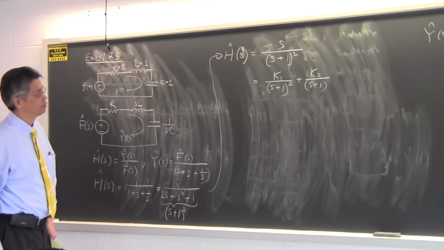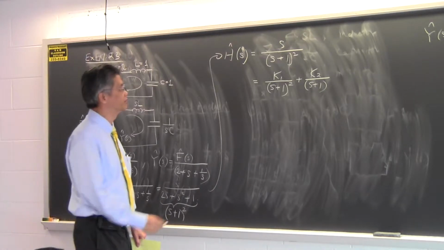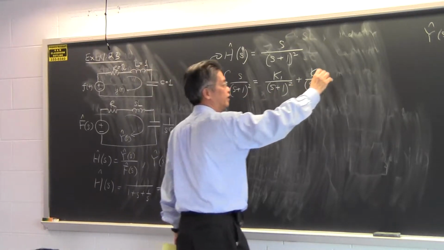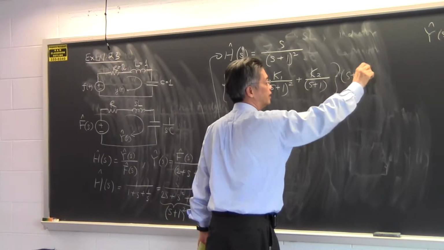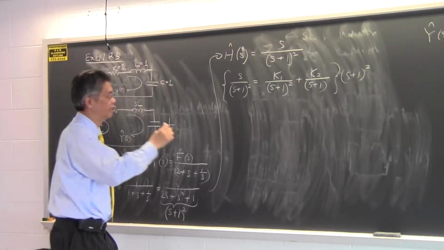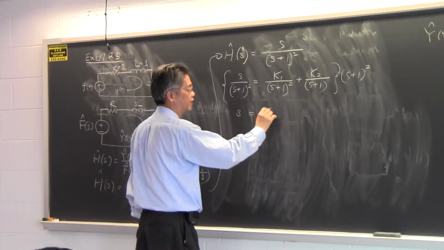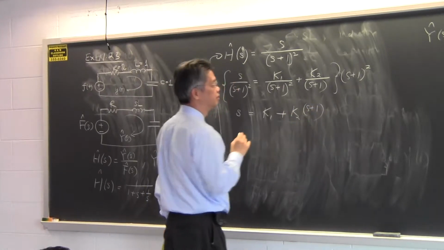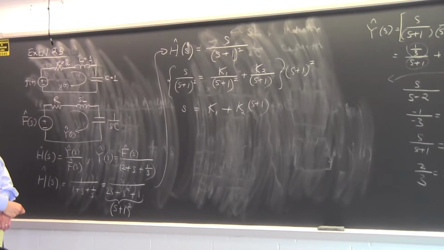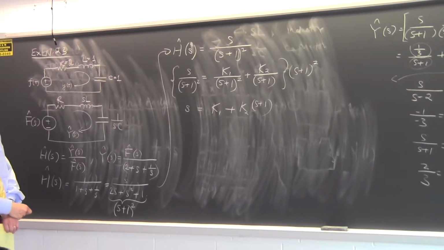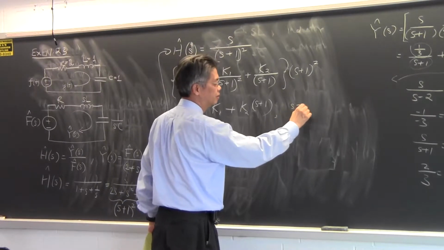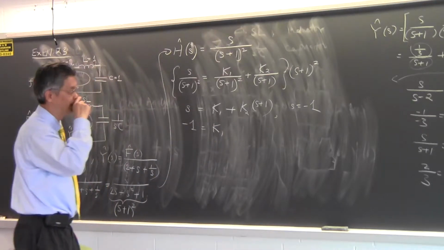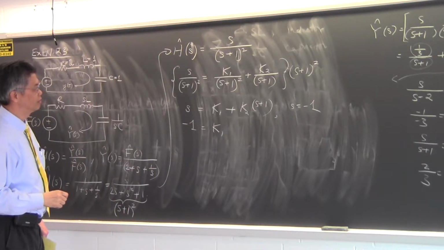So in order to find k1 and k2, I do the same as I did before. I multiply the whole equation by s plus 1 squared. If I do that, then on the left hand side I have s, on the right hand side I have k1, and then on the second term I have k2 times s plus 1. And if I set s to be minus 1, I get this term to be 0, I get minus 1 is equal to k1. So k1 is minus 1.